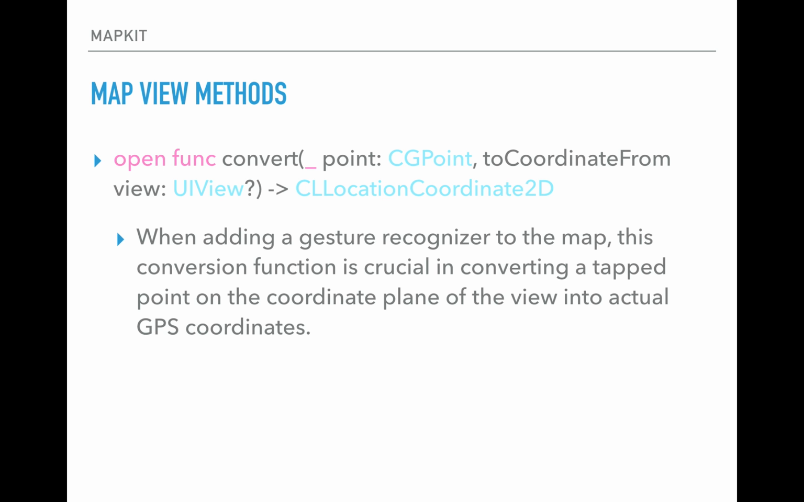Something else that's extremely important if you ever want to do any gestures on your map is this convert CGPoint coordinate view. So this essentially allows you to pick up on a gesture, and based on the position of that tap point on the map, it converts it to an actual GPS coordinate that you can use. So this is extremely helpful if you have any tap gestures and you want to drop an annotation where you tapped, you can get the specific GPS coordinate from that tap point on the map.